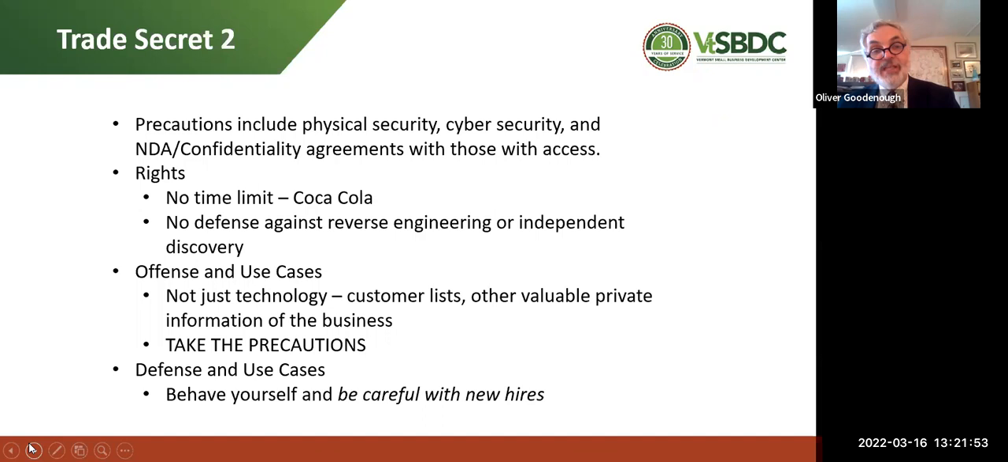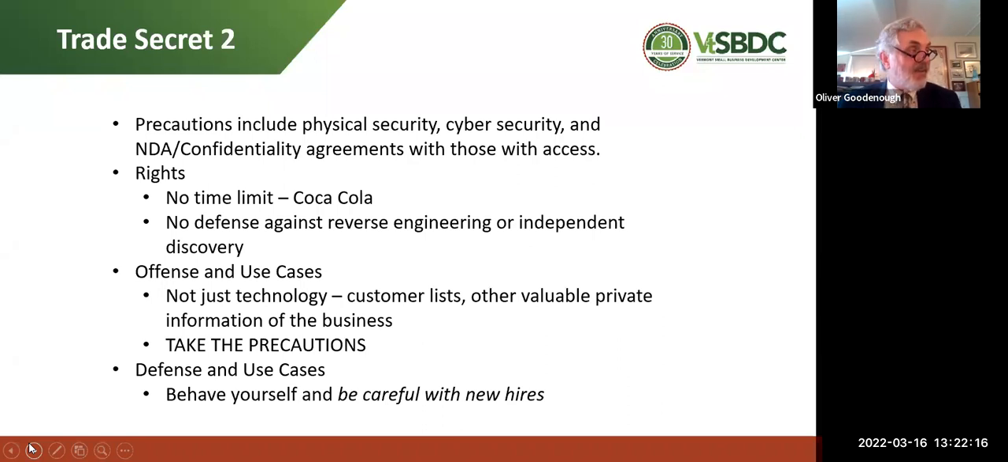It is not a defense against reverse engineering or independent discovery, because those are not espionage or corrupting somebody. You go out and buy a Coca-Cola, you can try and reverse engineer it all you want. That's not this espionage stuff. What you can't do is bribe the secretary in the Coca-Cola headquarters to make a quick copy of it.